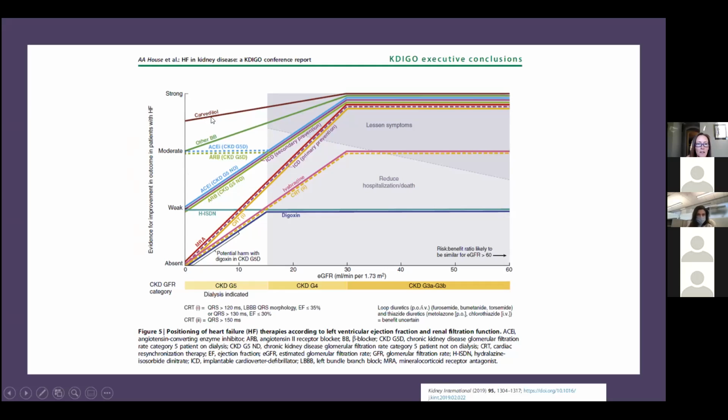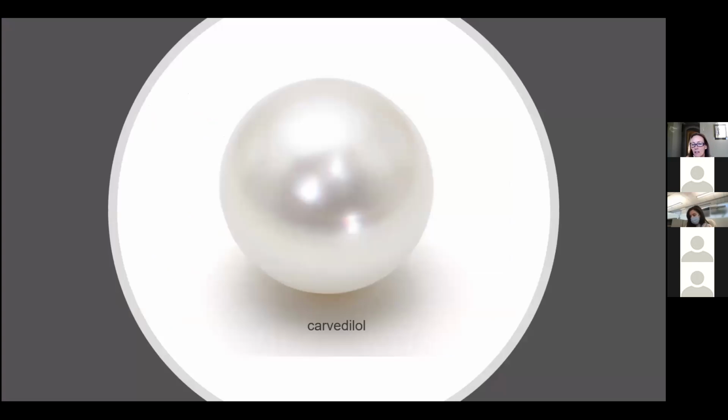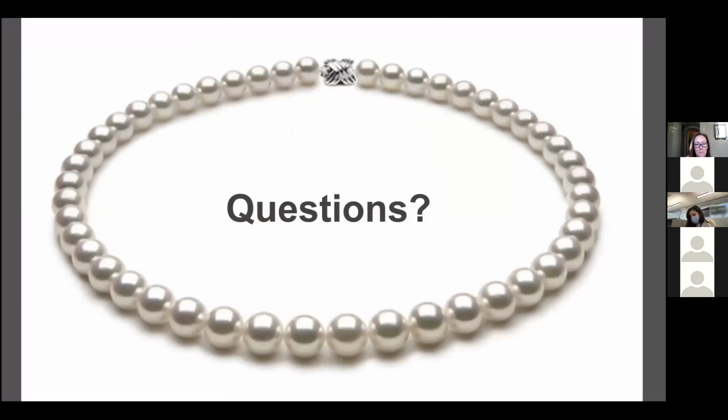And carvedilol, again, is at the top of the list with strong recommendations. Next is other beta blockers, and then weak evidence for any other treatments, and then potential harm with digoxin, which kind of makes sense. And so the last pearl I'd like to leave you with is think carvedilol in your patients with end-stage renal disease and heart failure. And that's what I've got for you. And I'm happy to take any questions.